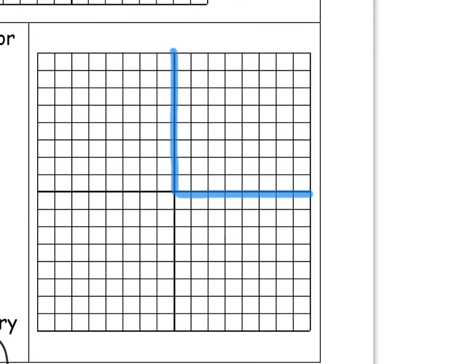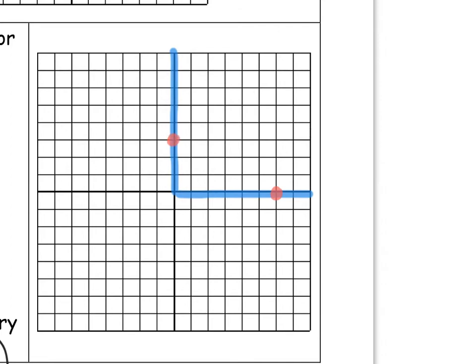My x-intercept was (6, 0), which is right here, and my y-intercept was (0, 3), which is right here.